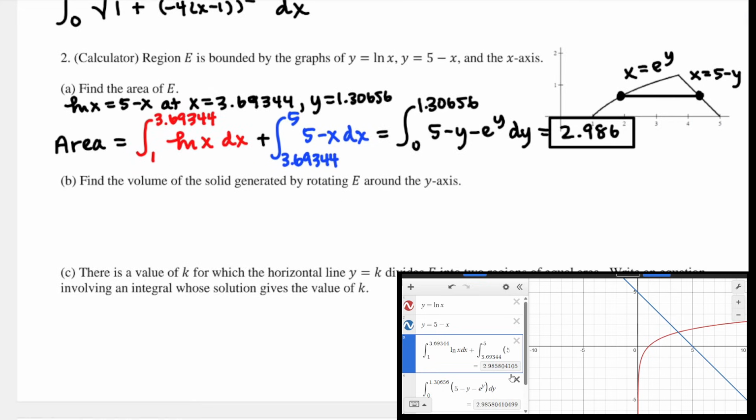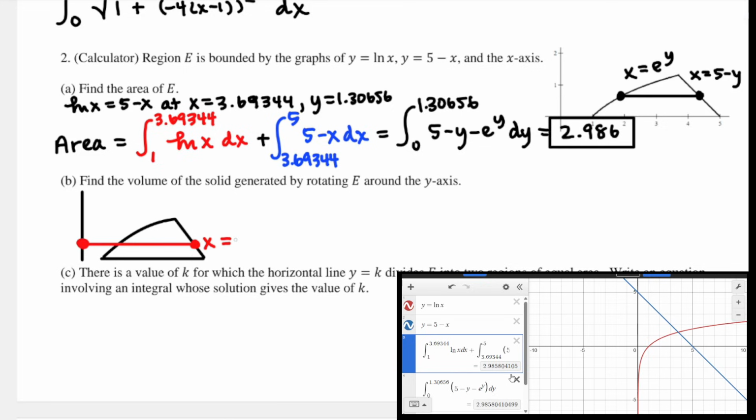All right, find the volume of the solid generated by rotating E around the y-axis. Okay, so I will need, I'm going to draw my own diagram for this one. That's the y-axis, and this is kind of like, that's pretty good drawing. Okay, so the large radius would start at the axis of rotation and reach all the way across the region that we're rotating.